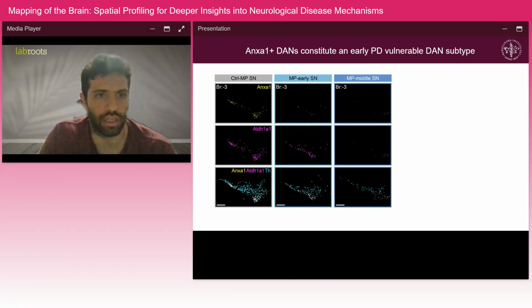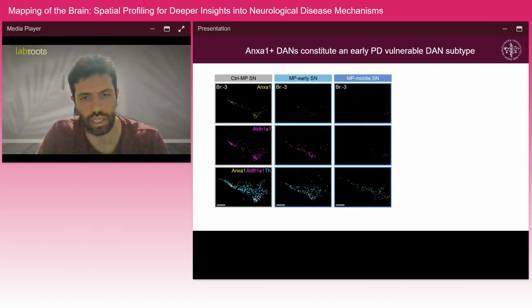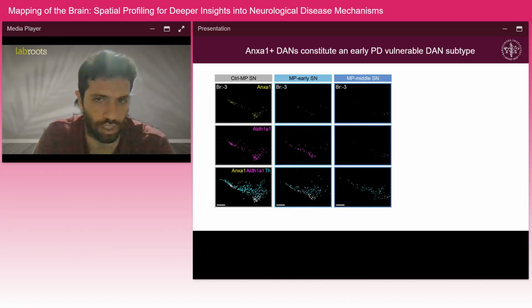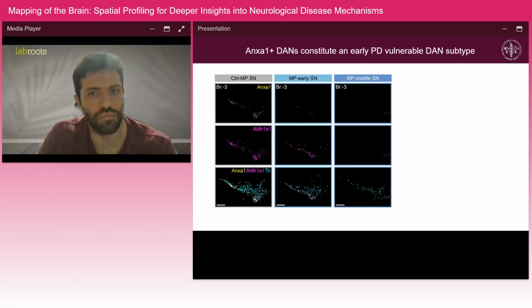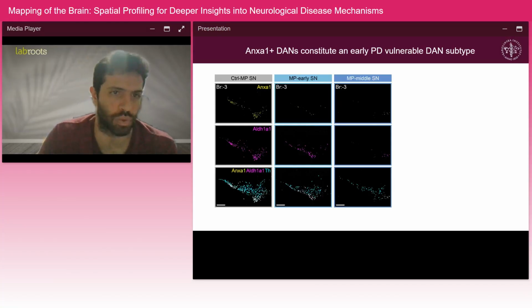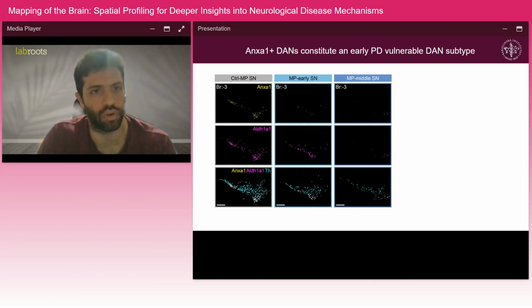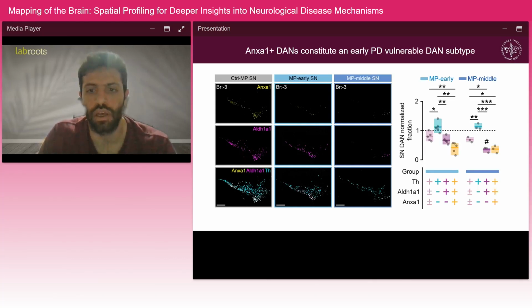And it seems actually that with RNAscope, we could see that ANXA1, the yellow gene here, is depleted in the early stage of MitoPark. And this purple one, the conventional vulnerability marker ALDH1A1, seems to be vulnerable, but ANXA1 is a subtype of the ALDH1A1 population that is more vulnerable than the gross ALDH1A1 population.